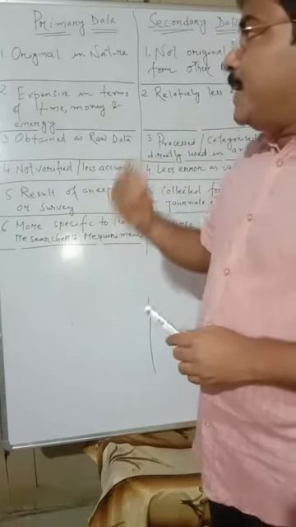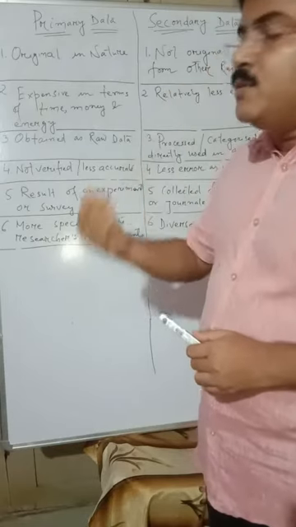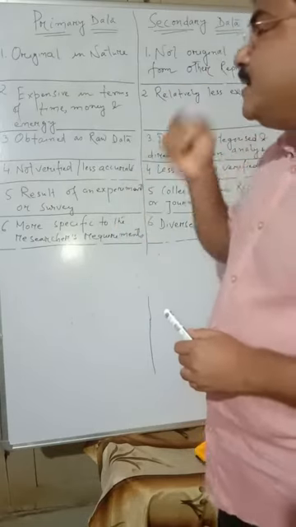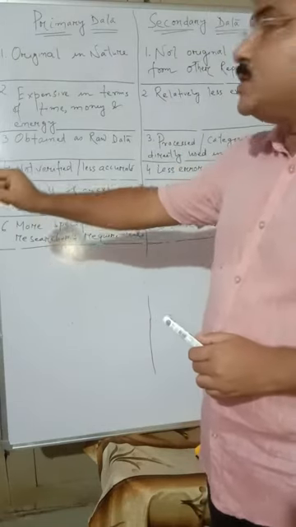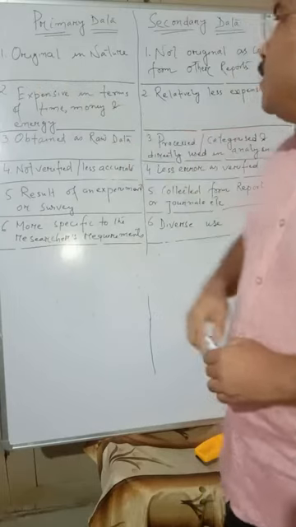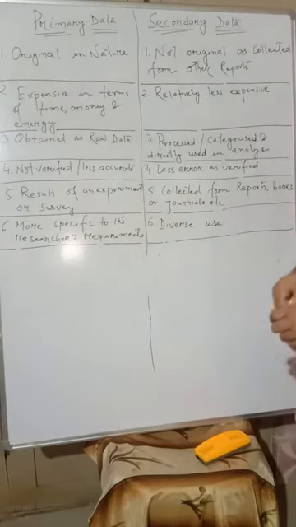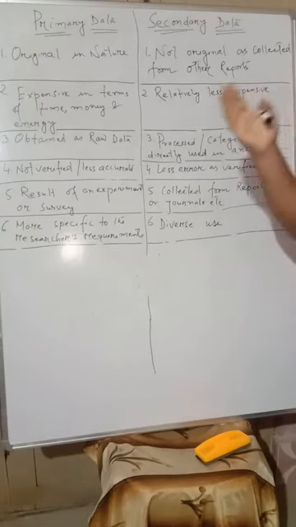According to my purpose, according to my objectives, if I am the investigator, then from the field I am collecting that information, so that is called original. Now the secondary data is not original. Why is it not called original? Because it is collected by somebody else according to some other purpose.